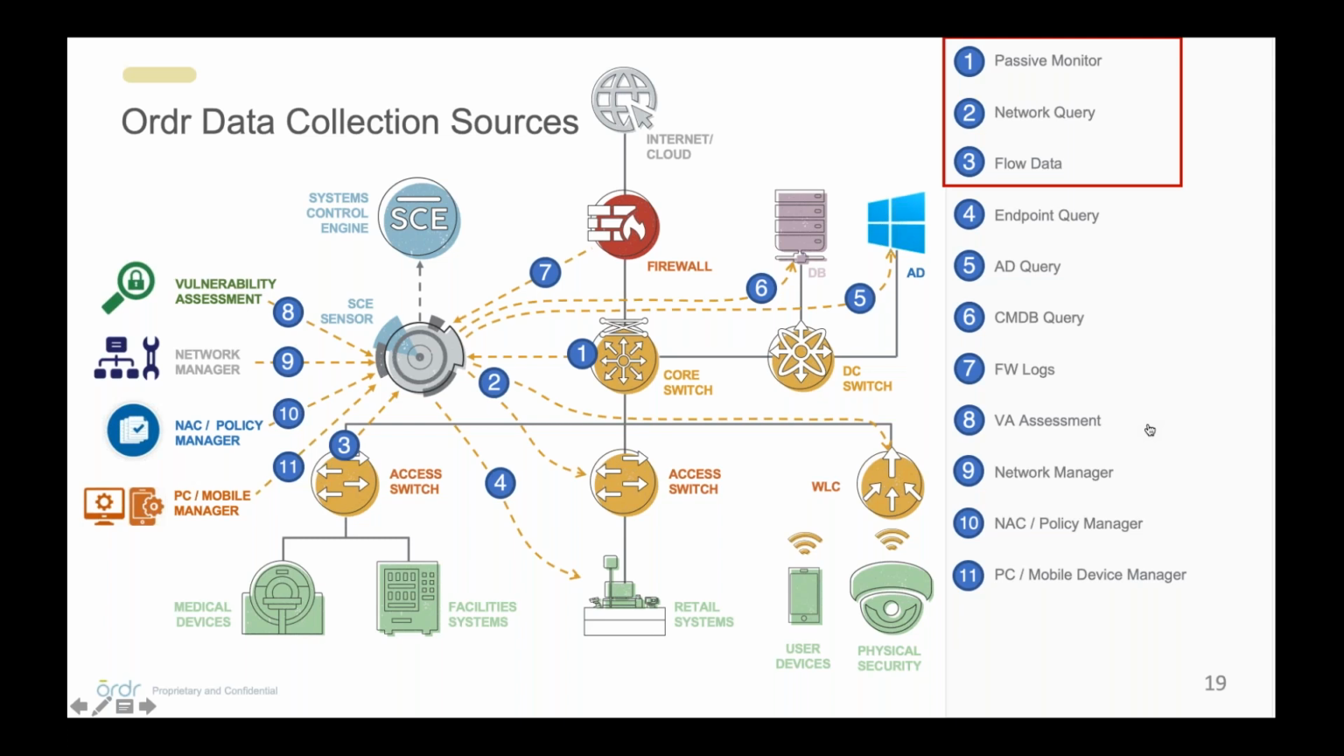The passive monitoring with optional flow data and querying network devices so that we can correlate things to where they are on the network. And as you know already, Gigamon hands us that data on a silver platter, whether it's the actual raw traffic or if it's flow data.